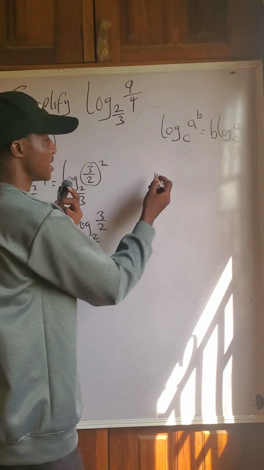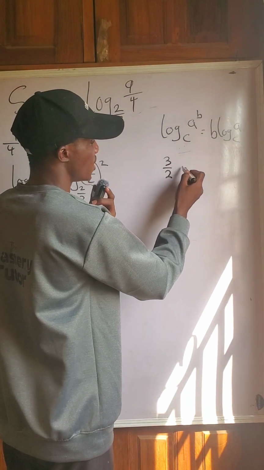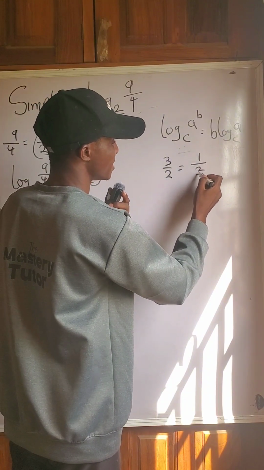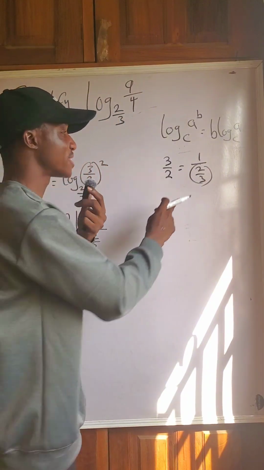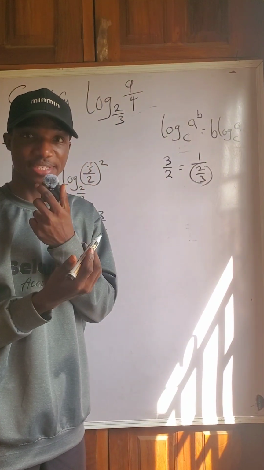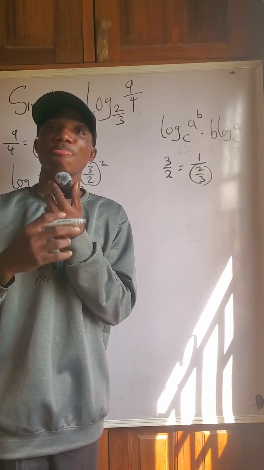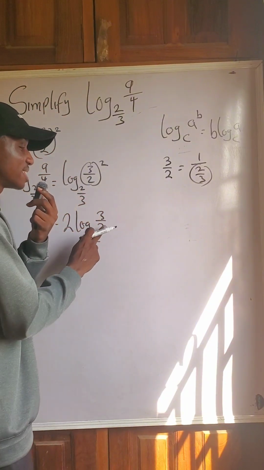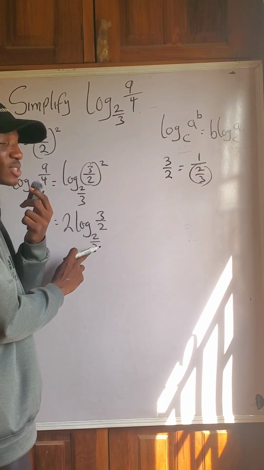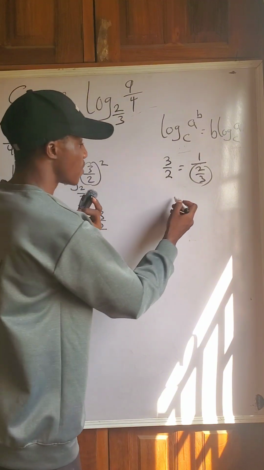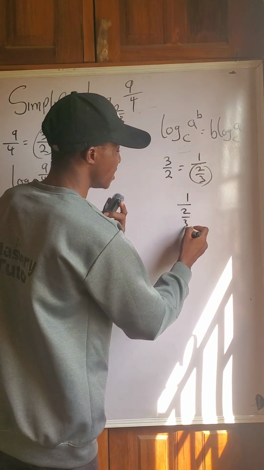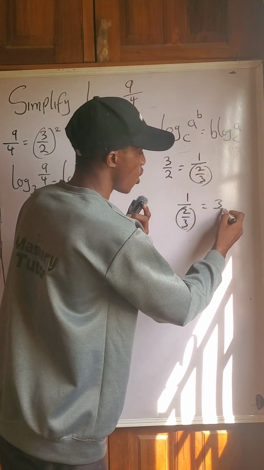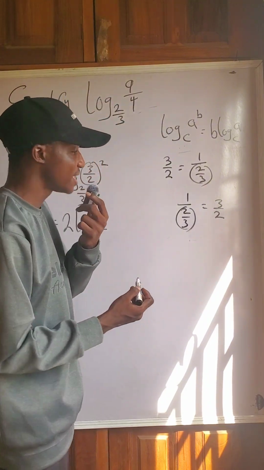Now, don't forget that 3 over 2 is equal to 1 over 2 over 3, right? The inverse of 2 over 3 will give you what? 3 over 2, right? For example, the inverse of a is 1 over a. So if I want to rewrite 3 over 2 as the inverse of 2 over 3, I'm going to have 1 over 2 over 3. 1 over 2 over 3 is also the same thing as 3 all over 2.